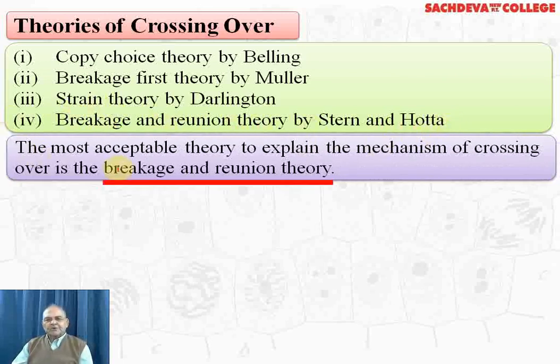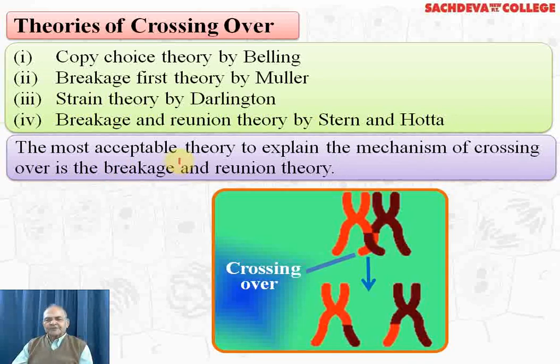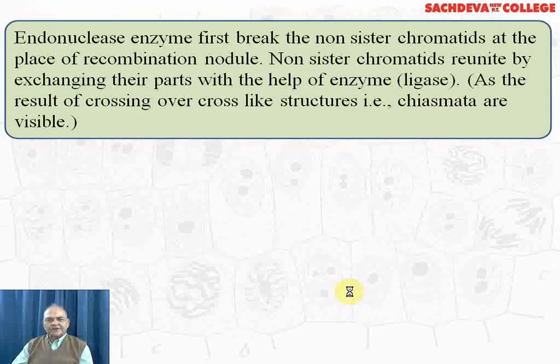Breakage and reunion theory. And here you can see 2 enzymes are involved. One breaks the non-sister chromatids, and then the ligase helps in uniting these segments. Endonuclease enzyme first breaks the non-sister chromatids at the place of the recombination nodule. Non-sister chromatids reunite by exchanging their parts with the help of enzyme ligase.